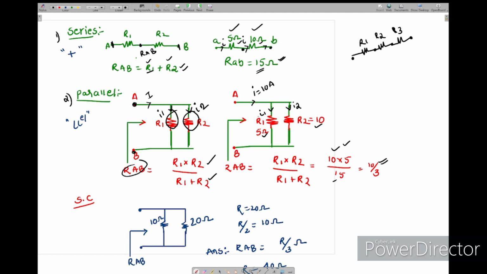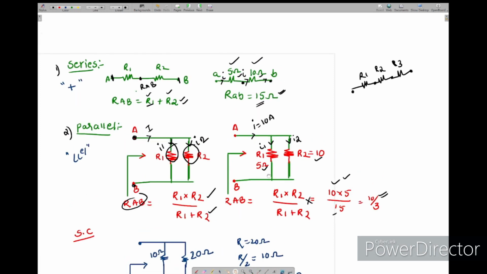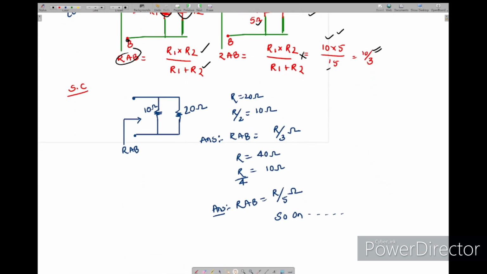But in the upcoming problems in our network, we don't use this formula. Directly we will use this shortcut. If you see, these two resistors are connected in parallel. This is 20 ohm and 10 ohm. I will assume the 20 ohm as one resistor R, and the 10 ohm is half of 20 ohm, meaning R by 2. In that case, the equivalent resistance is R by 3. That is directly 20 by 3. This is the answer.